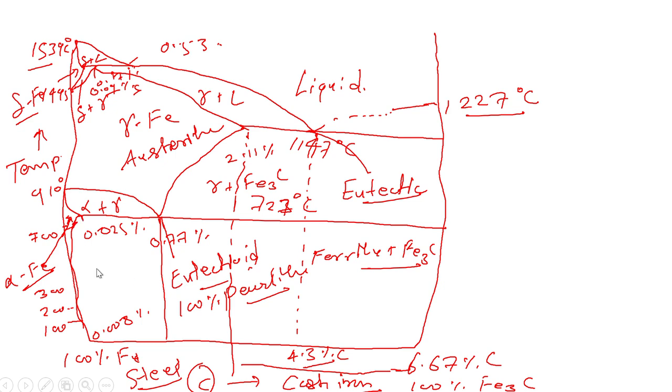Mostly in today's lecture we will discuss these phases: delta ferrite, alpha ferrite, austenite, and cementite, with some features and properties, their microstructures, and how the carbon percentage is present in these phases. So first we will start from alpha ferrite.